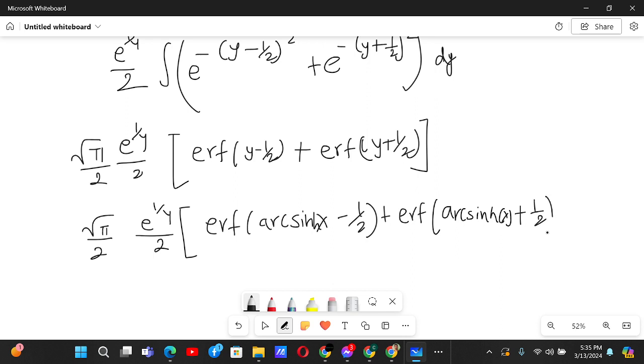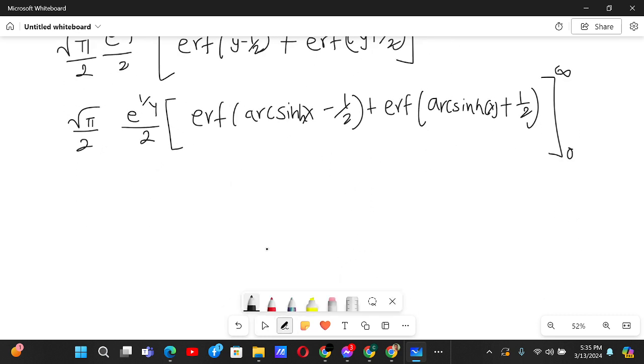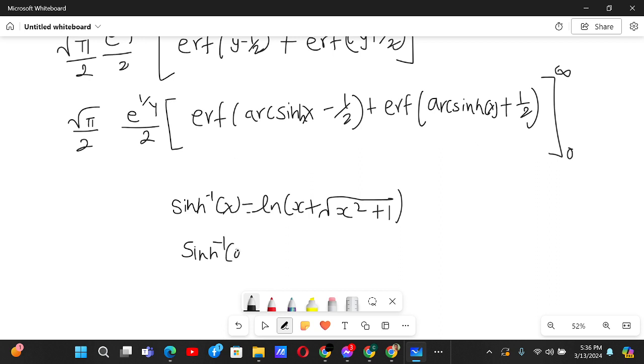Okay, now we need to evaluate this between the limits of 0 to infinity. And now you might recall the logarithmic definition of arc sinh x. Basically, sinh inverse x is ln of x plus root under of x squared plus 1. From this logarithmic definition, we can find both sinh inverse 0 and sinh inverse infinity. At 0, this is ln of 1, so that's 0. At infinity, this is ln of infinity, so that's infinity.